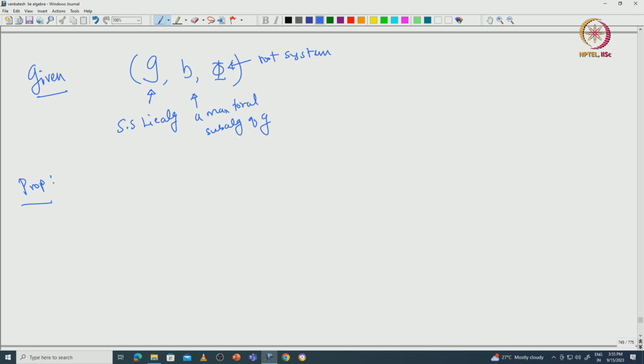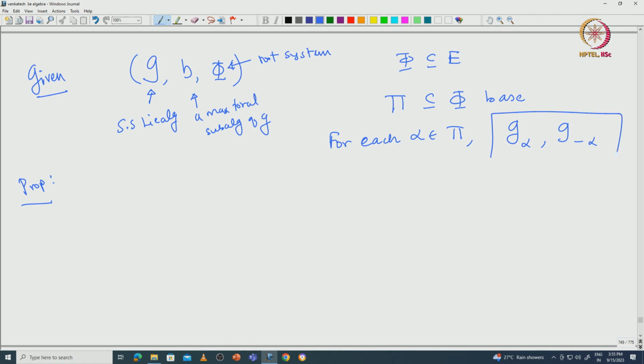So, what one can prove? Given this root system phi, which is sitting inside some Euclidean space E, that Euclidean space is closely related with this maximal toral subalgebra. So, what you can prove? You can actually choose first of all a base for this phi. Okay. So, this base is sitting inside this phi. So, then for each alpha inside your base, you have these root spaces G alpha, G minus alpha. So, these are there. But base has some interesting property.